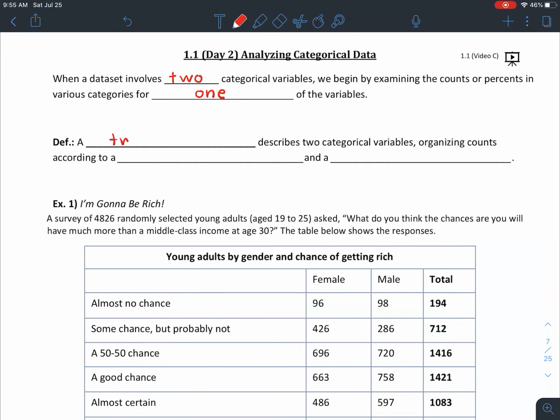So we call this a two-way table. Okay, a two-way table is what describes two categorical variables organizing the counts according to a row variable and a column variable. Of course we know that the rows are what is horizontal and the columns are what are vertical here.